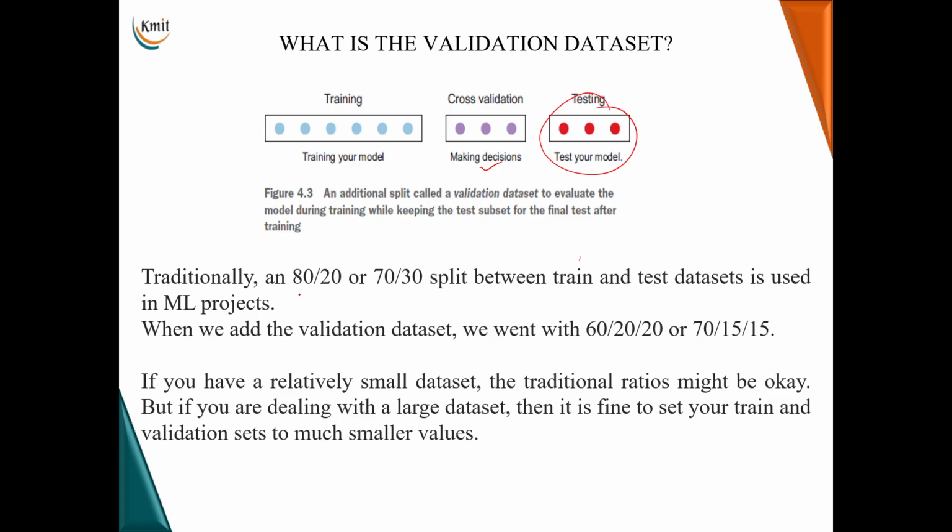And the ratio we use for training and testing is 80% for training and 20% for testing, or 70-30 in most of the traditional machine learning algorithms. And if a validation data set is introduced, we go for this ratio: 60% for training, 20% for validation and 20% for testing. This ratio is applicable if the data set is very small, but if we have large data sets, then it is fine to set your validation and test sets to much smaller values.